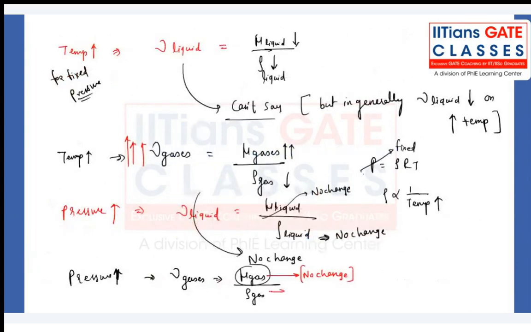Further, what about this one? For a fixed temperature, pressure is directly proportional to density, right? So the density will increase, and further it will decrease the kinematic viscosity of the gases, right? Make a note of it.